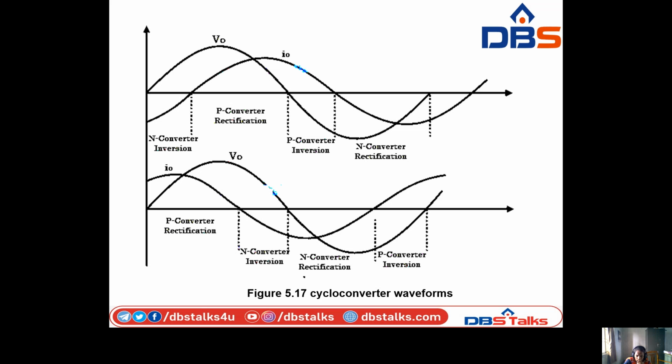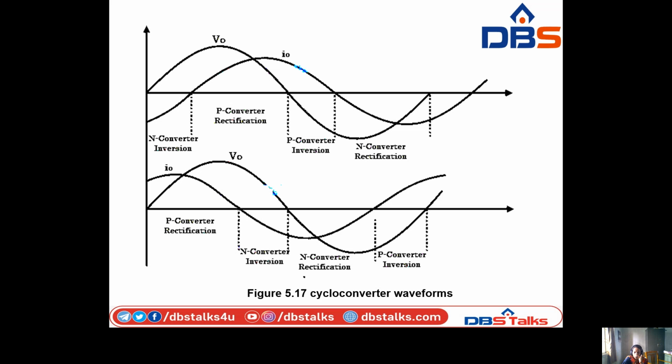Similarly, we have to look at the V naught and I naught values. At the start of I naught, the P converter acts in rectification up to some point, and the N converter acts in inversion mode. Again the N converter acts in rectification, and the P converter acts in inversion mode. This is the output waveform, and for the output current, at the start the P converter acts as a rectifier.